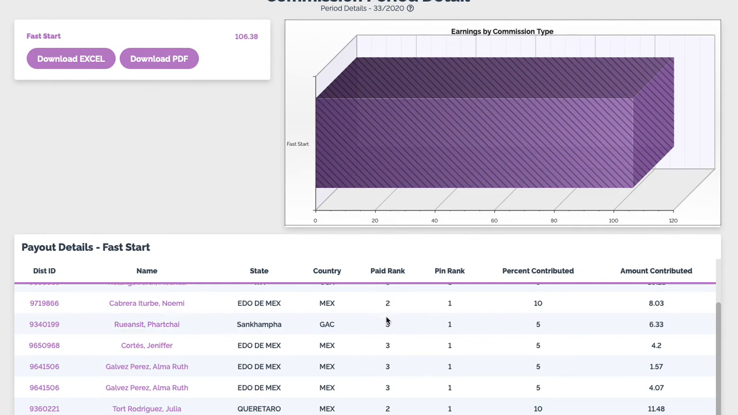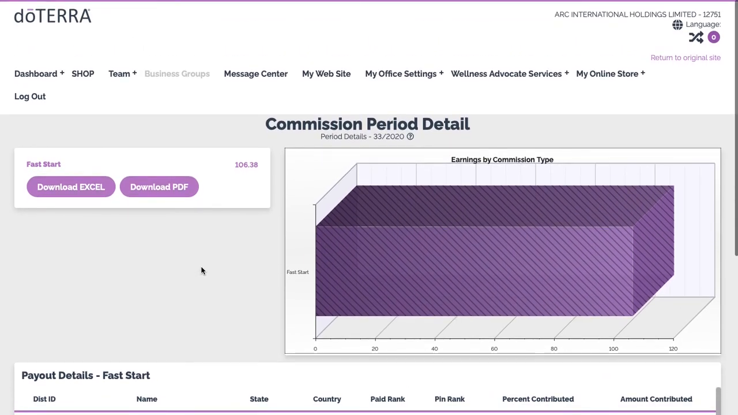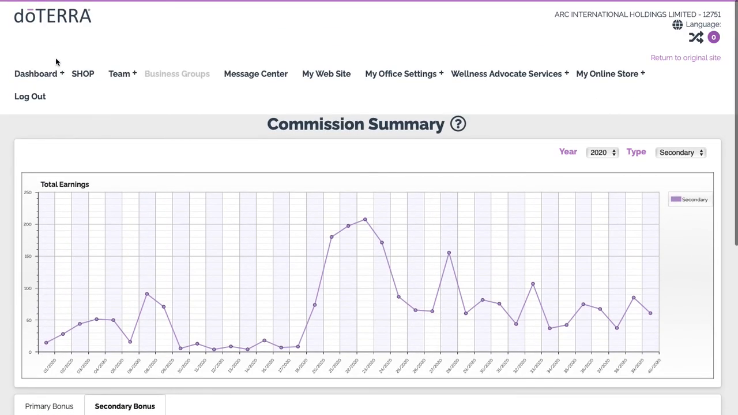Paid rank actually just means the title. They were paid as a Silver, and it kind of comes through. So pretty fun stuff. You can download this, you can keep it, you can see your commissions going up and down. Tremendous visibility by doTERRA to look at our businesses and see what's there.